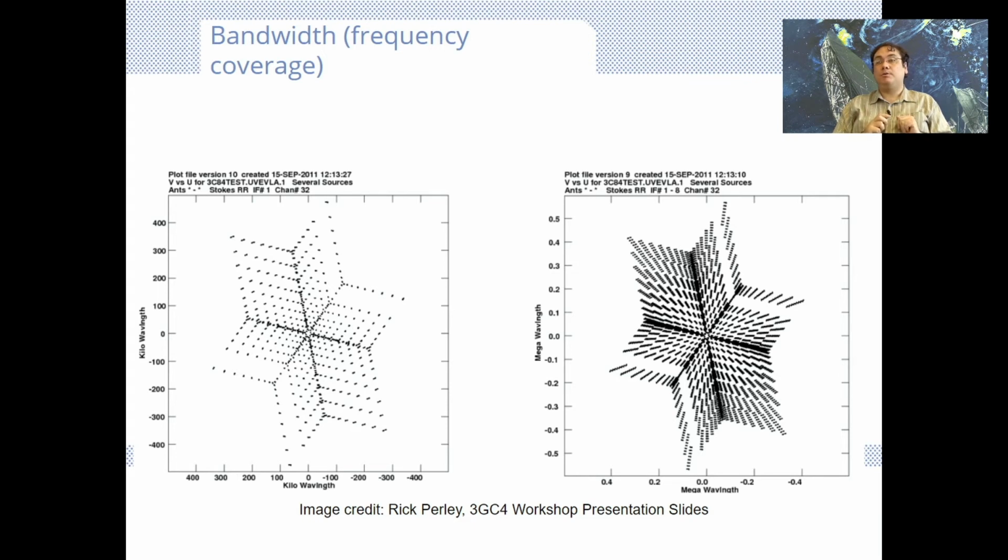And if we couple that with this Earth rotation synthesis way of making images, we can pretty much get a very good coverage of the UV space.